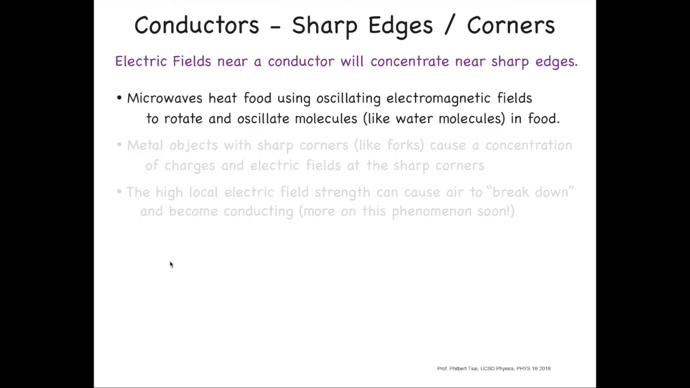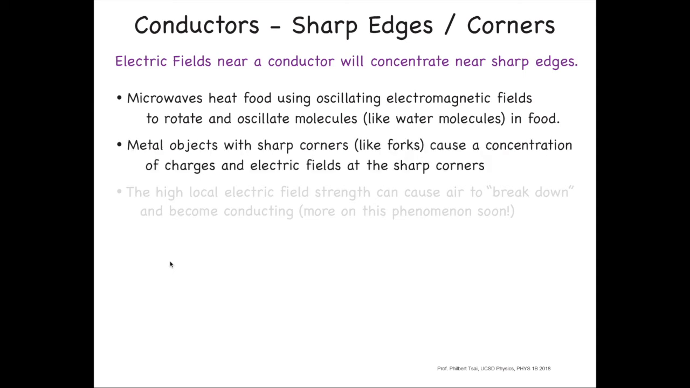All right, so now let's look at some consequences of this effect of charges accumulating in sharp corners. One place that this shows up is in a microwave oven. Microwaves heat food using an electromagnetic field that is used to basically rotate and oscillate the molecules in the food, like the water molecules, to warm it up. So if you place a metal object with sharp corners, like a fork, inside the microwave, then the electric fields inside the microwave will cause the charges to concentrate and the electric fields to concentrate at the sharp corners of the fork, like the tines of the fork.